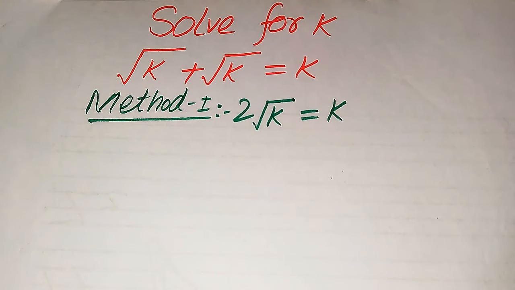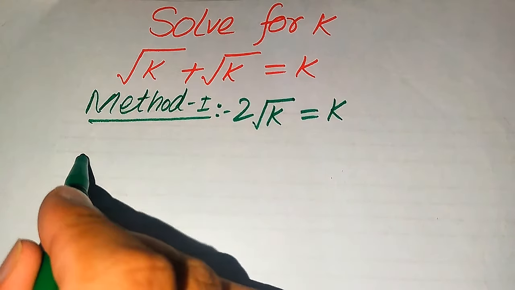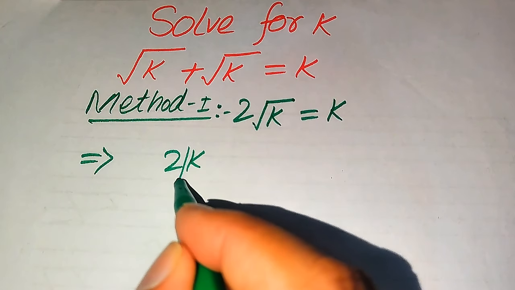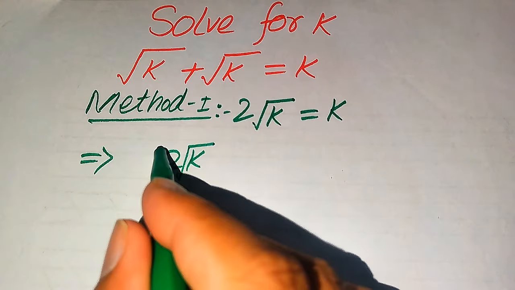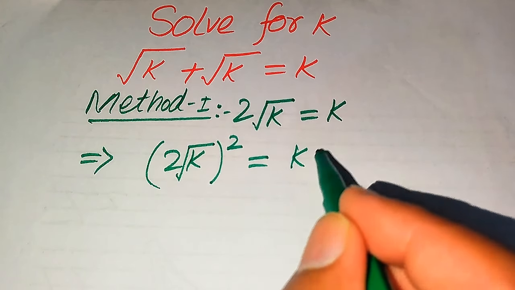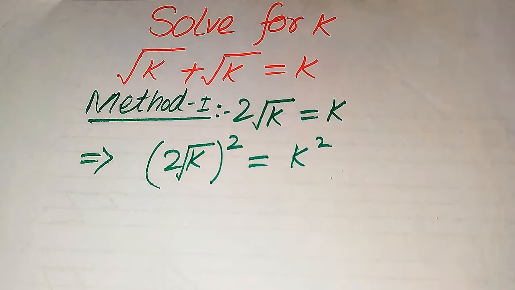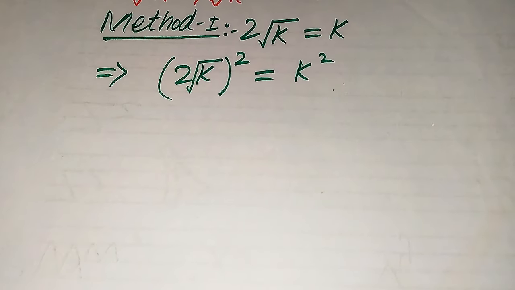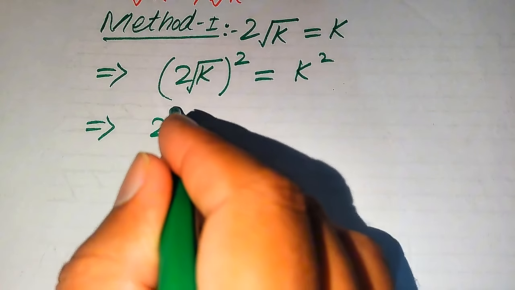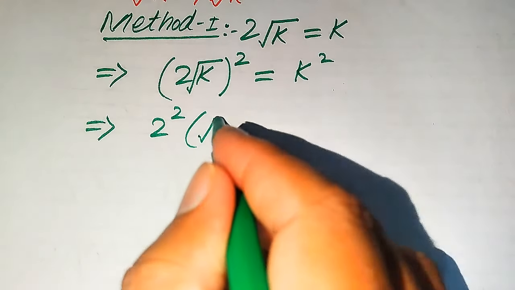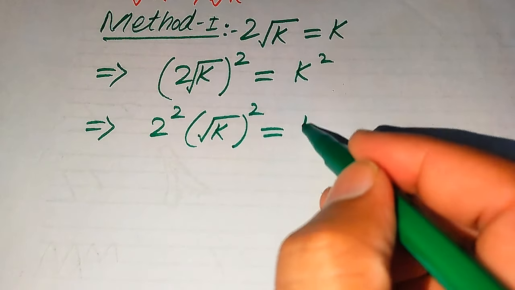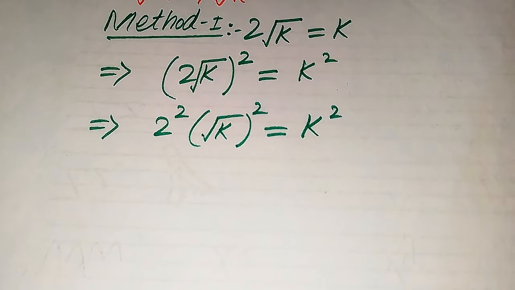And for the values of k, we need to take a square on both of the sides. So when you take the square on both of the sides, it will be written as 2 times square root of k, and its whole square is equal to k square. In the next step, we apply the square separately on both of these two values, and it becomes 2 square into square root of k and its whole square is equal to k square.